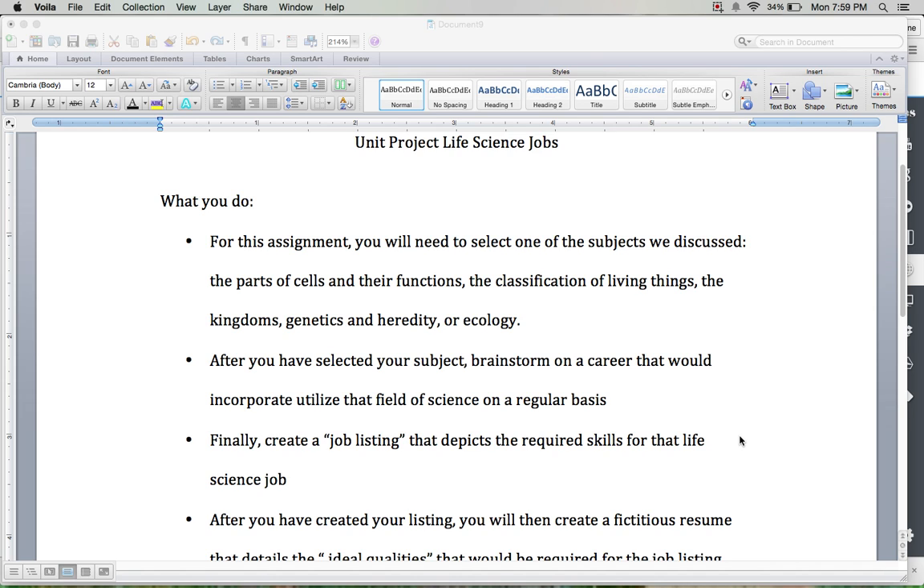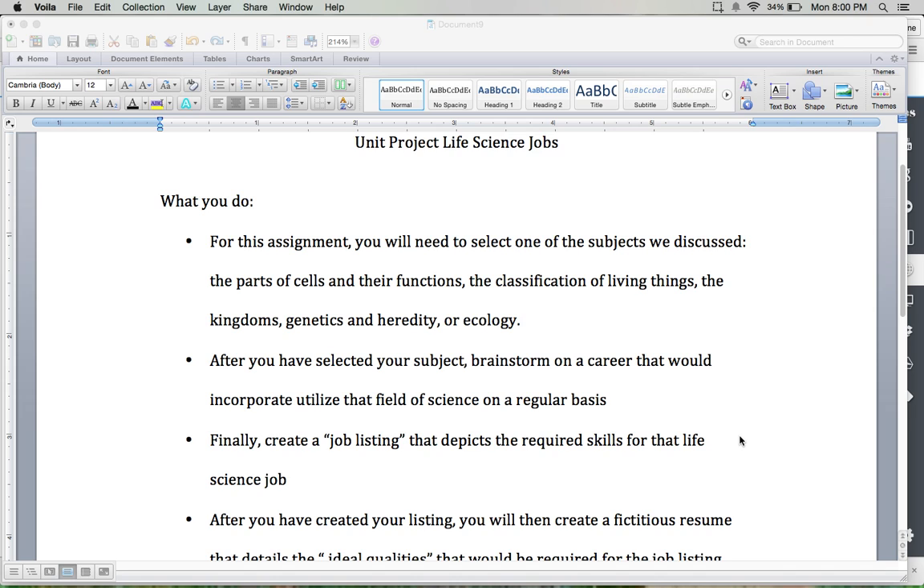So if you were interested in parts of cells, what's a job where you would have to be using microscopes to look at the parts of cells and their functions and improve the way that we understand cells? Or if you wanted to classify living things, you could find a job that talks about the differences between the different classifications and why they are the way that they are. There are lots of research jobs and other types of scientific jobs that incorporate these skills.